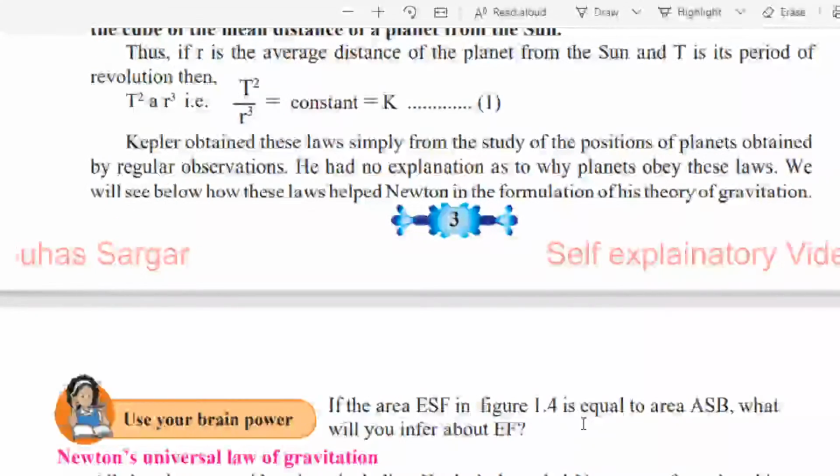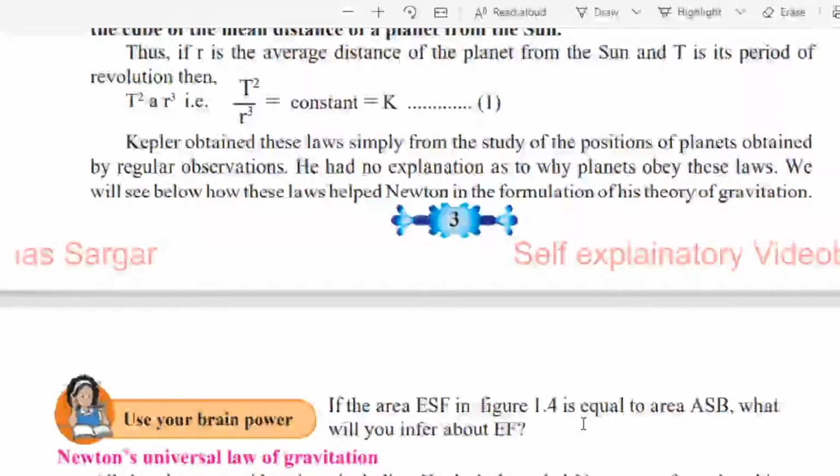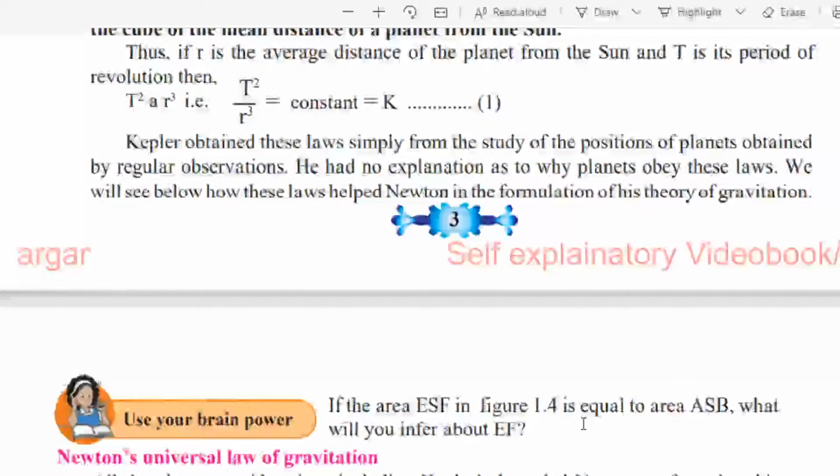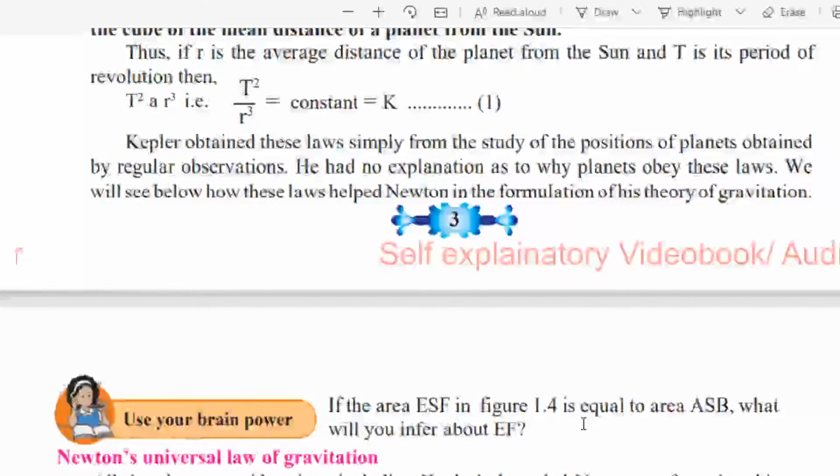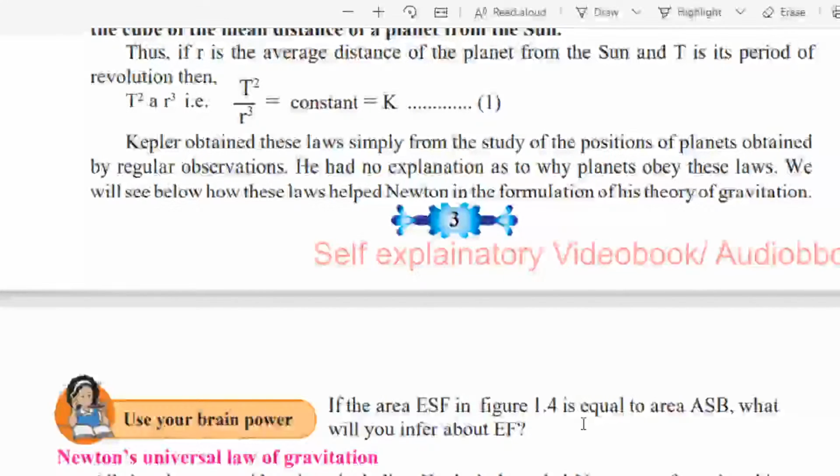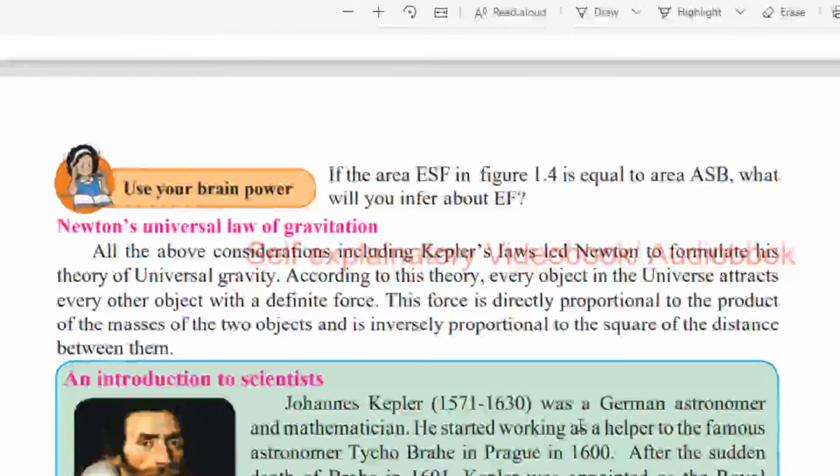Kepler obtained these laws simply from the study of the positions of the planets obtained by regular observation. He had no explanation as to why a planet obeyed these laws. We will see below how these laws helped Newton in the formulation of his theory of gravitation. Use your brain power. If the area ESF in figure 1.4 is equal to area ASB, what will you infer about EF?